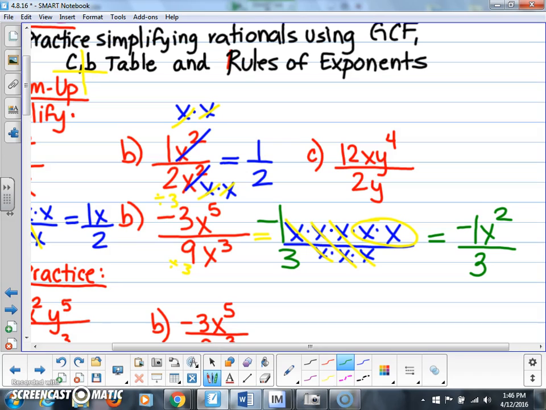Okay, and then C, the final warm-up problem. What's 12 divided by 2? 6. Or you can reduce the top and the bottom by 2. So the x stays the same and the y, 1 cancels from here, so I'm left with 3. Your final answer is 6xy cubed. Questions?